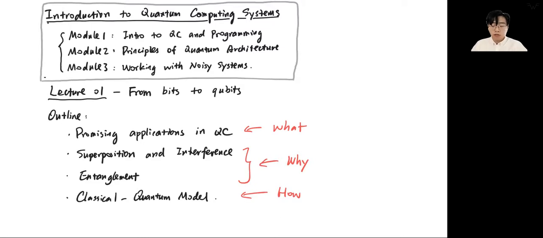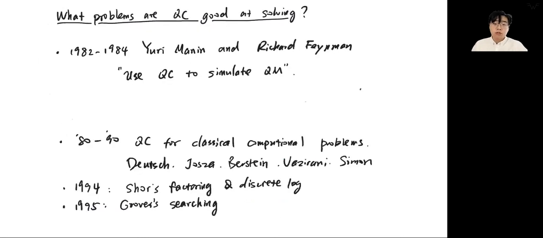Okay, so let's move on to this first question. What problems are quantum computers good at solving? In the 1980s, physicists started thinking about how to learn about quantum mechanics better. Quantum mechanics is really difficult to simulate with classical computers. Physicists like Yuri Manin and Richard Feynman proposed this idea of using a quantum computer, a type of computer that utilizes quantum mechanics, to simulate quantum mechanics itself.